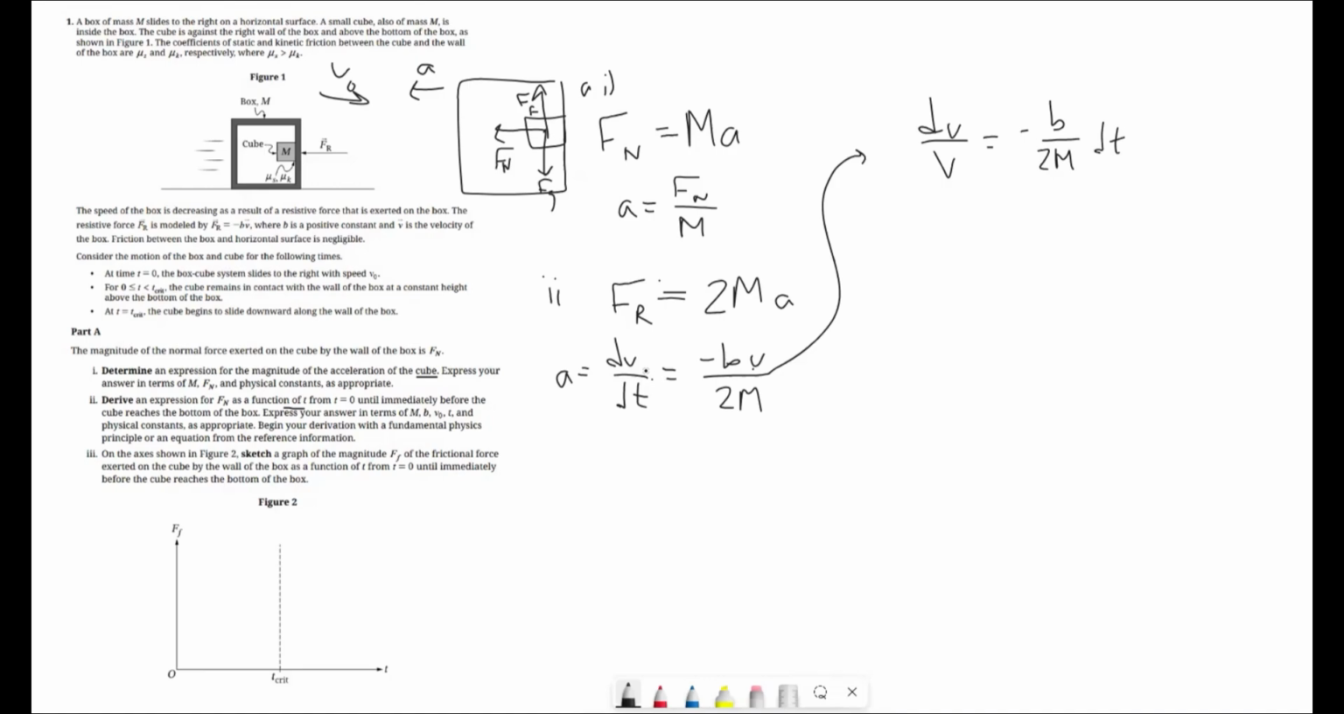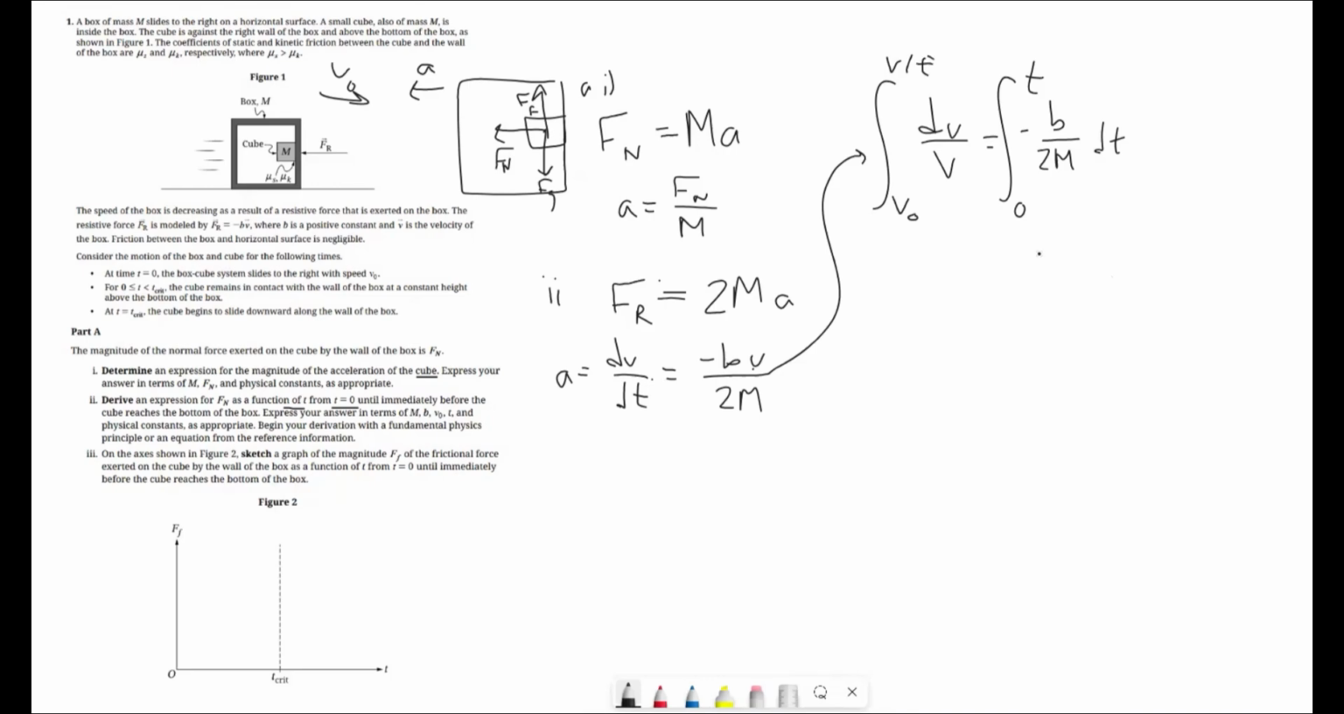Once it's separated like this, we can keep it like this because b and m are both constants, so they can stay there. We're going to integrate, but we have to be deliberate because it's not an indefinite integral. It says we're doing it until the point when the box reaches the bottom, so an indeterminate time. So we're starting from time 0 and going to time t. What are our bounds here? Well, we have to think of velocity. At time 0, we were told the speed was v sub 0. At time t, we don't know what the velocity is, so we'll call it v of t.